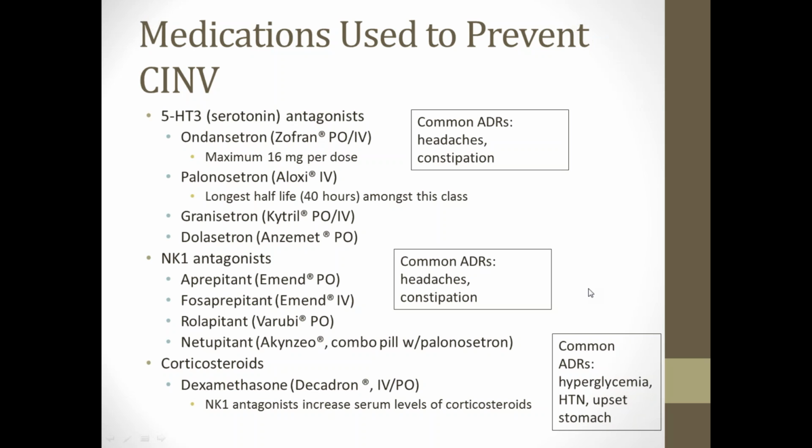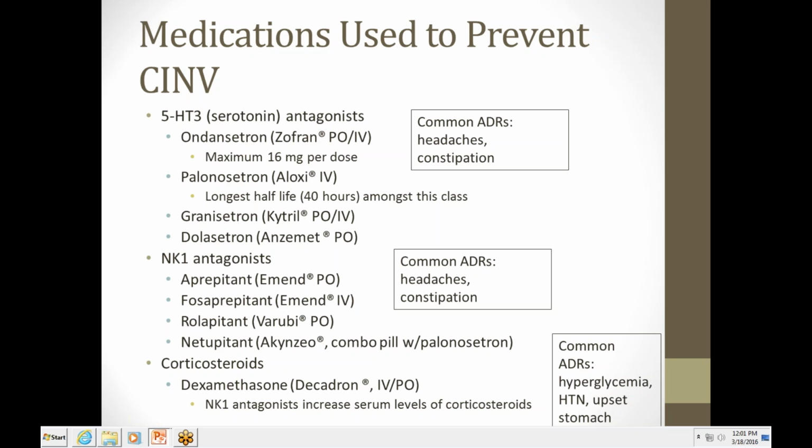The next set of drugs are the neurokinin-1 antagonists, or NK1 antagonists, and this is Emend, which is available PO or IV, Varubi or rolapitant, which is PO, or Akynzeo, which is a newer combination pill of netupitant and palonosetron.